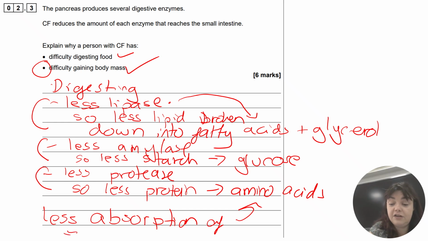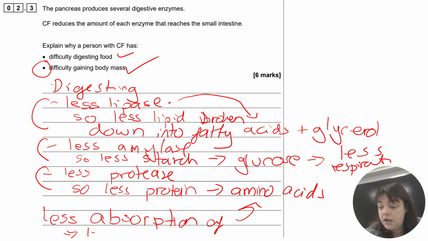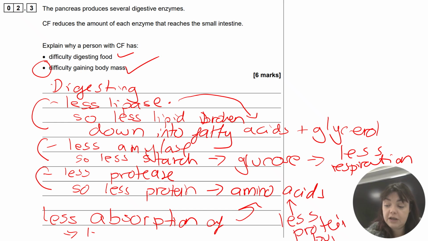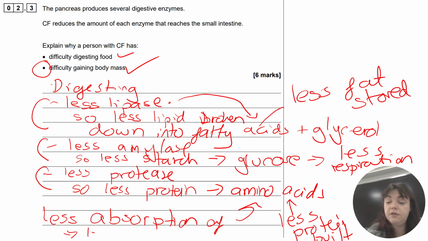So then you could say, if we link it to here, there's less respiration. That would be an issue. With amino acids, there's less proteins being built. So less proteins built, less fat stored. And all of these are to do with the difficulty in gaining mass.